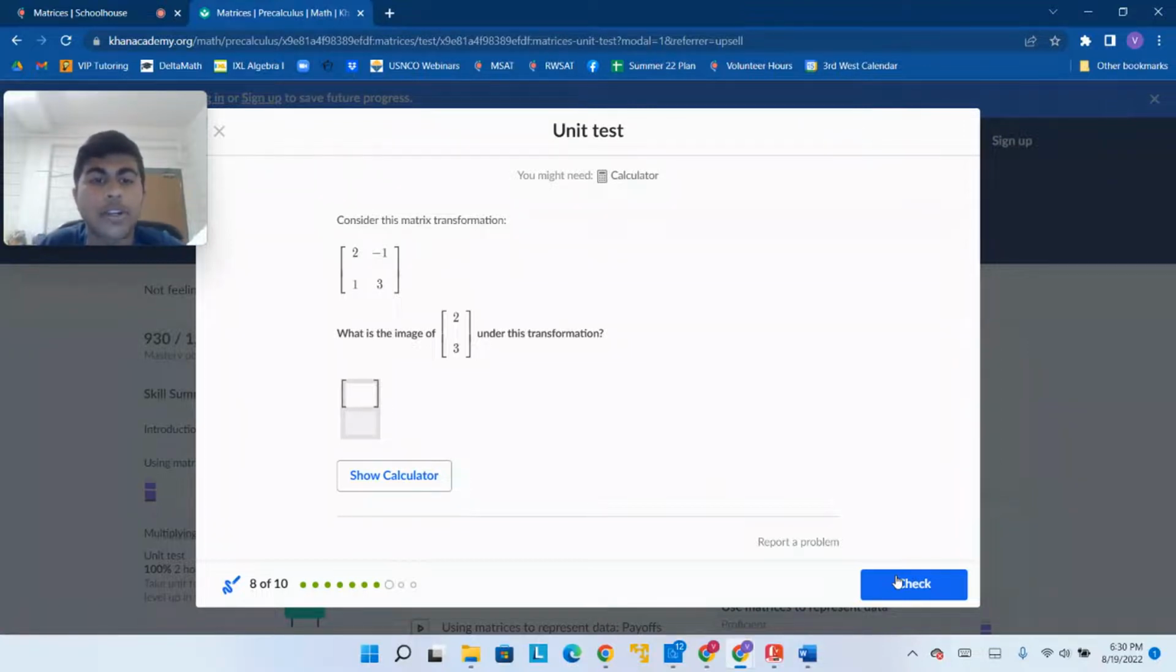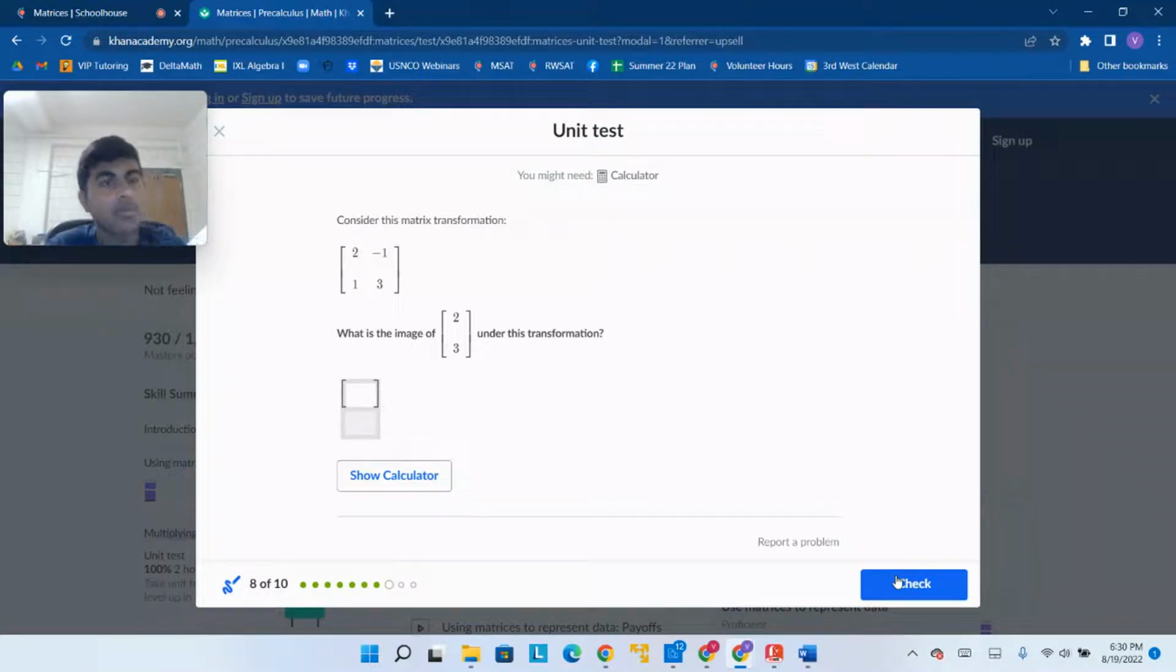we have a matrix transformation just like that. So let's see. So we have 2, negative 1, 1, 3. And we're applying that with vector 2, 3.